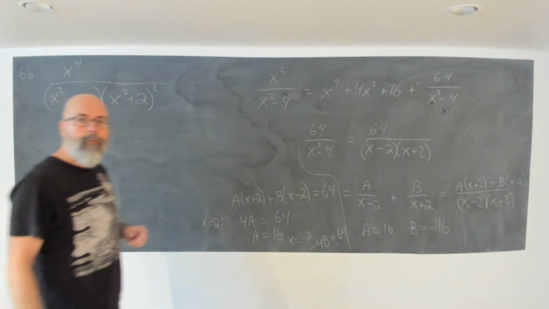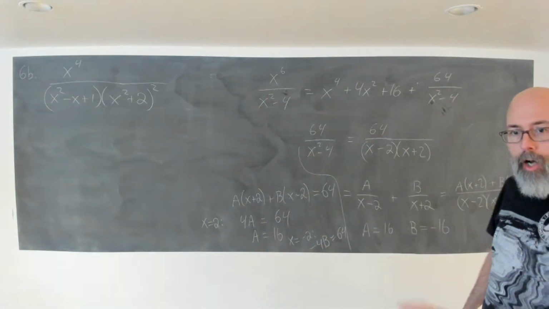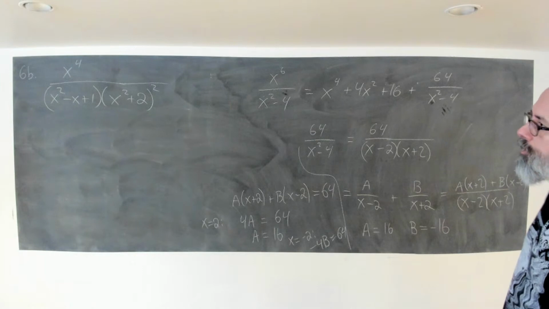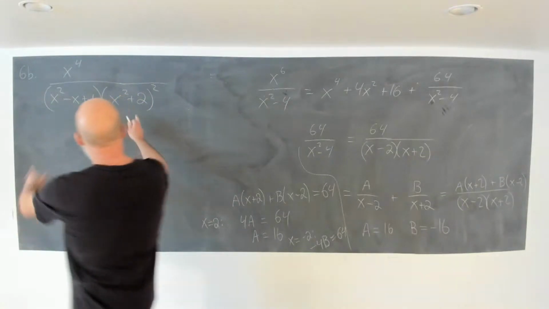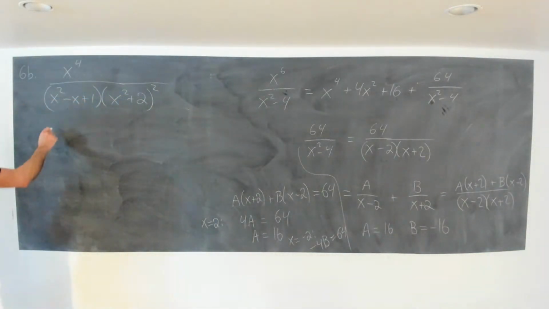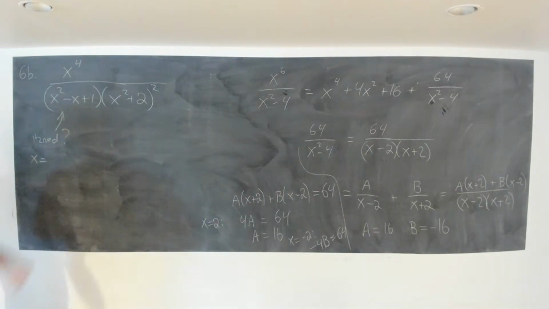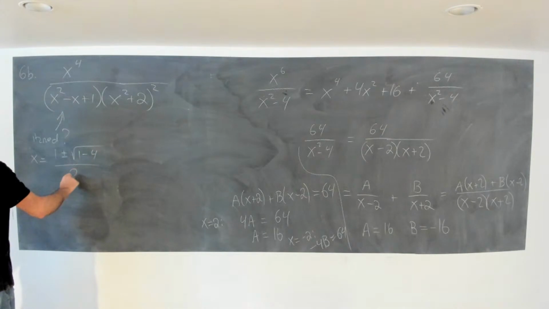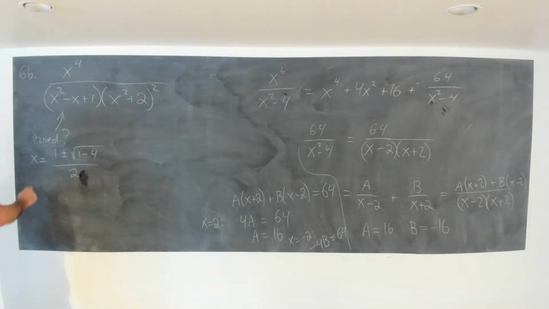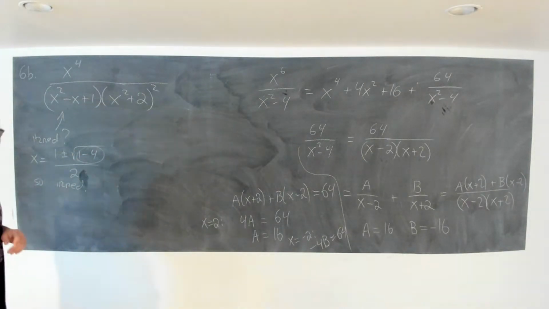One last one. It's just asking us to decompose into partial fraction form, not solve the variables. First thing we want to ask is, are these irreducible? If we apply the quadratic formula, negative b plus or minus square root of b squared minus 4ac over 2a. So this is irreducible, right? You don't want the square root of a negative number.